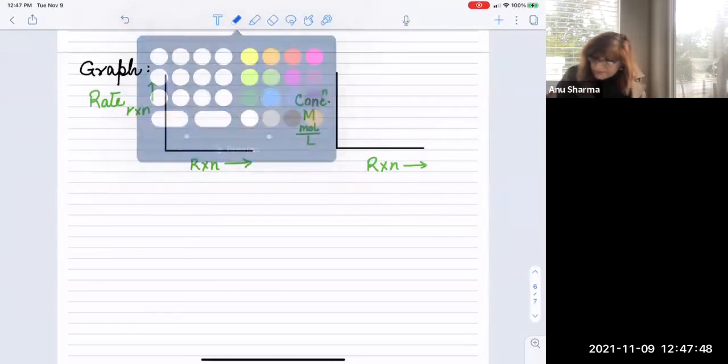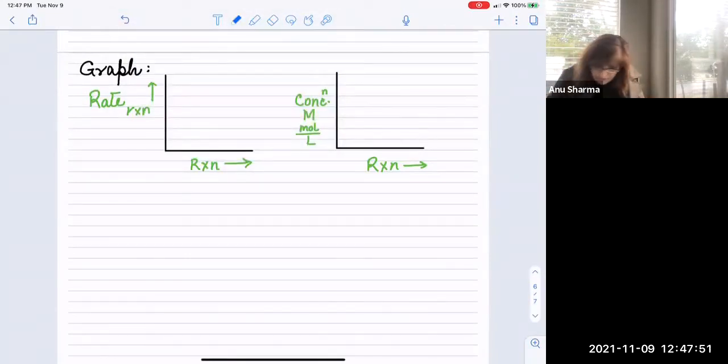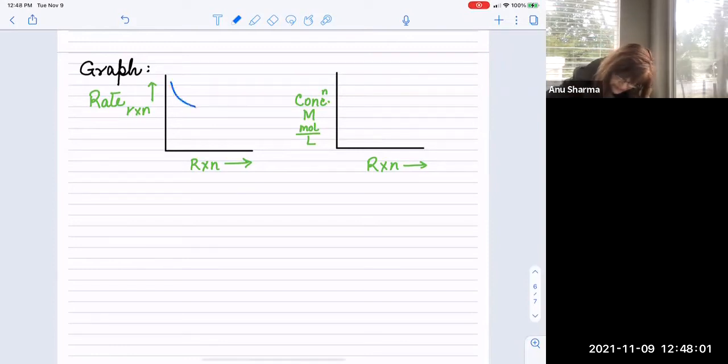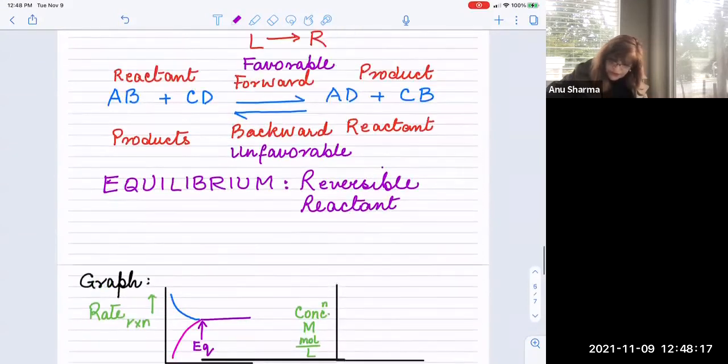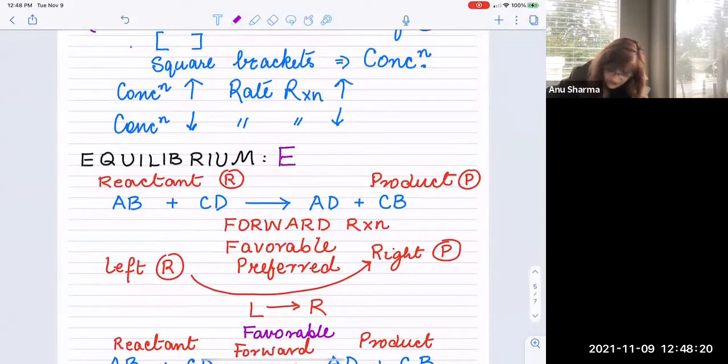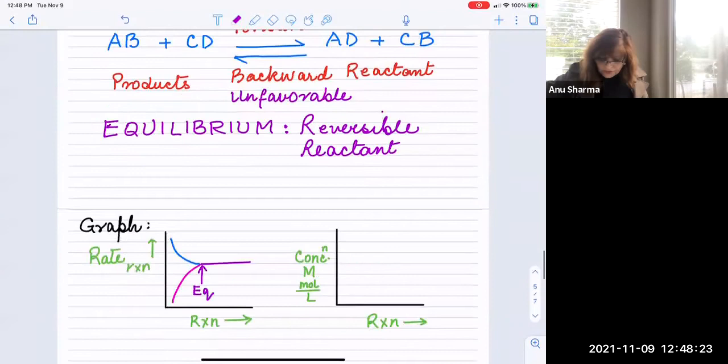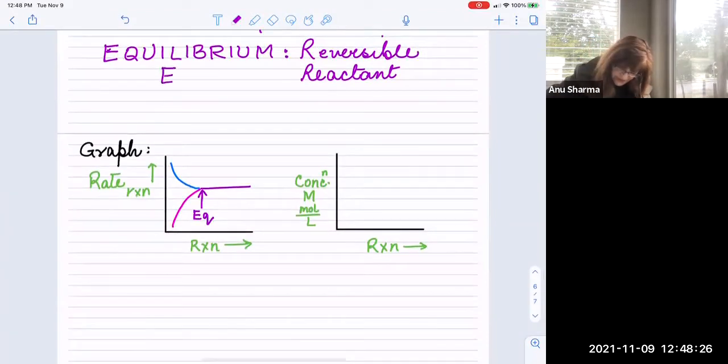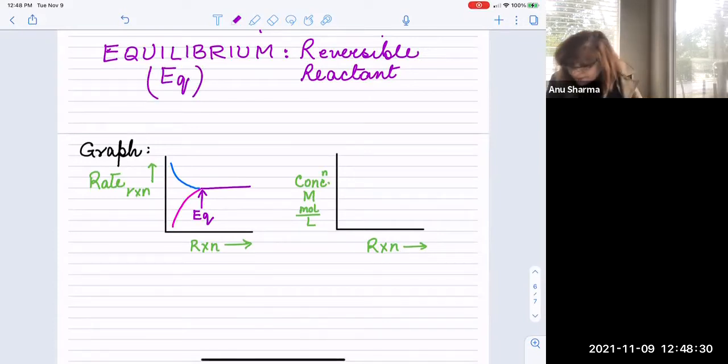First of all, in a situation where equilibrium has set in, here is the forward reaction and here is the backward reaction. Right at the time where the two meet, that is where the equilibrium sets in. I'm going to put EQ for equilibrium. We are using a lot of short forms for long words, so equilibrium is EQ. The equilibrium has been reached at this point.